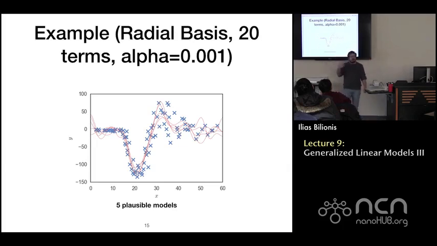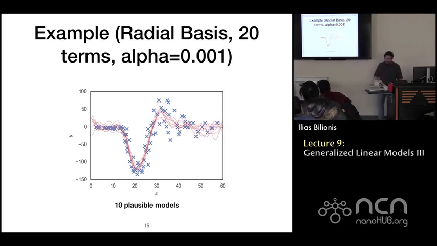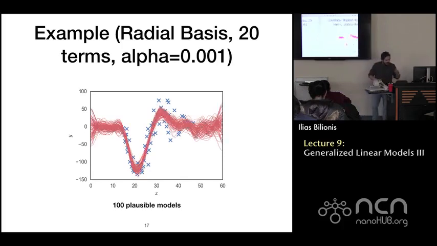Red lines that give you models, each one of which is as good as any other model, and you cannot really pick between them just by probability theory. You need something else to pick. But any of these models is good enough, is as good as the other, and you could of course sample 20 such models, or even more than that, like 100 here.